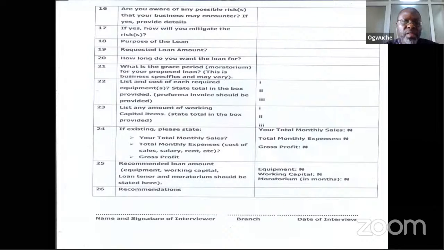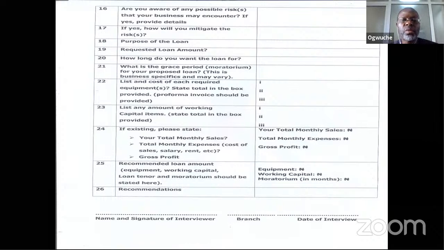So if you are aware that, for example, diseases are prevalent in poultry, are you making arrangements for veterinary doctors to come over and cater for the day-old chicks on a regular basis? Or are you hiring security men to provide security for the farms? These are things I want to hear. What are you doing to mitigate those risk factors?